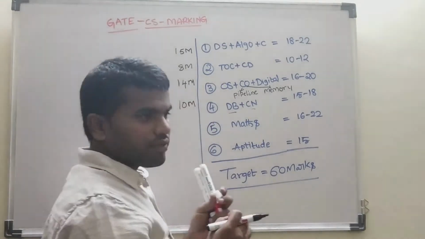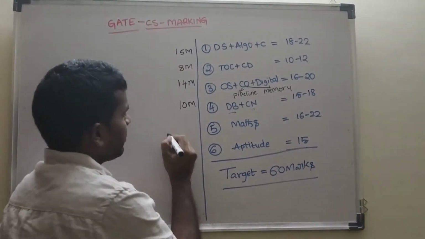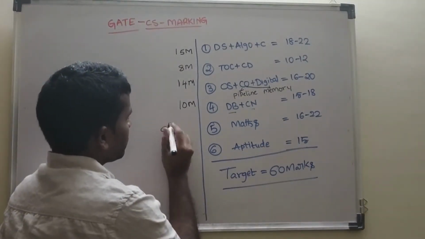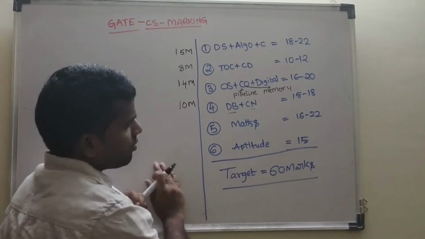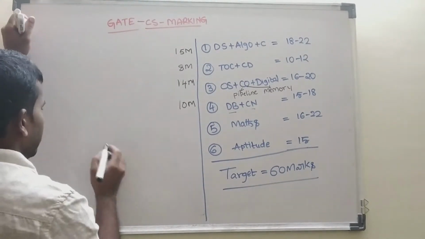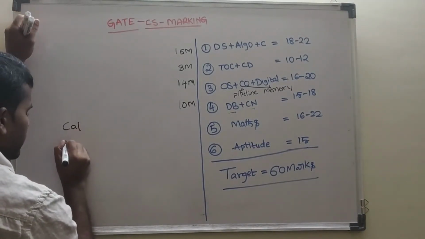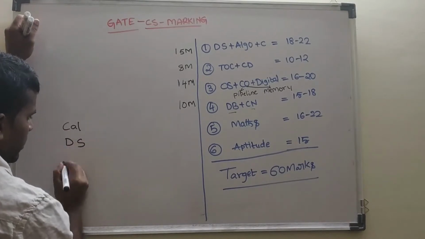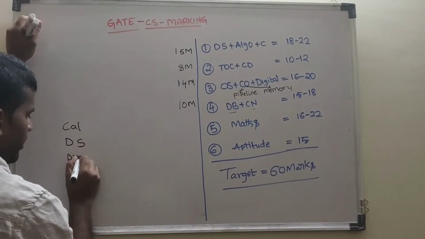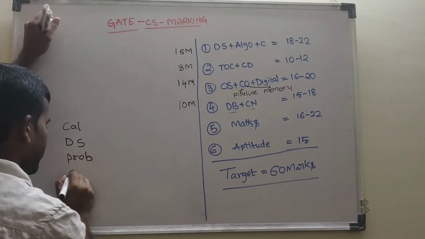Maths is again divided into 4 parts. What are those? Calculus, discrete structures, probability, and then set theory.